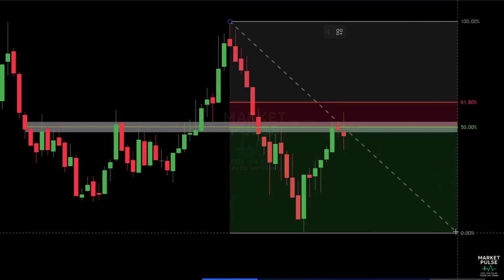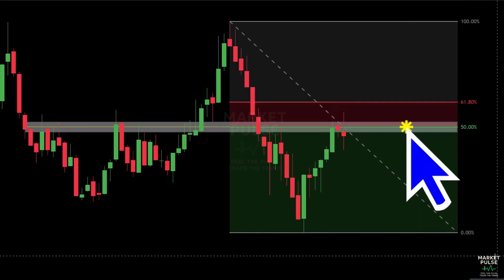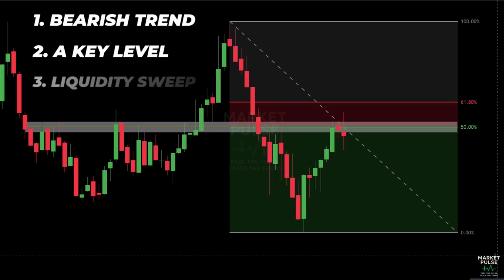We draw the Fibonacci from the top of the move down to the lowest point. Take a look. The 50% retracement aligns perfectly with a previous support level that has now flipped into resistance. That alignment is crucial because it gives us a high probability reversal zone. So let's check the TLLL boxes. The trend is clearly bearish. The level is strong, a former support turned resistance.